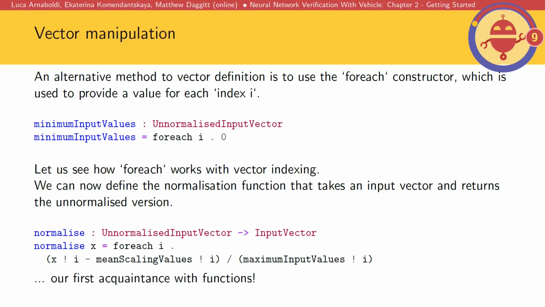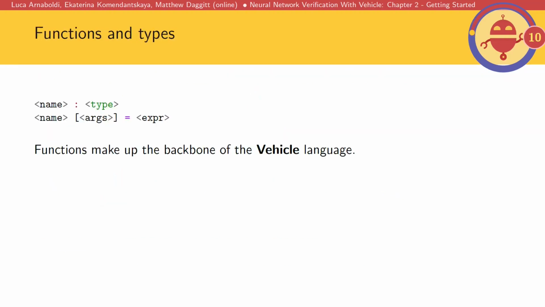Oh, and by the way, that's our first acquaintance with functions, because before that we were only talking about types. So that's our very first proper function. And functions generally form the backbone of Vehicle as a language because it's a functional DSL. Functions will use this syntax. You have a name of the function and its type. This is a type definition, and this is the actual body of the function. It usually will have some arguments, and you define here an expression.